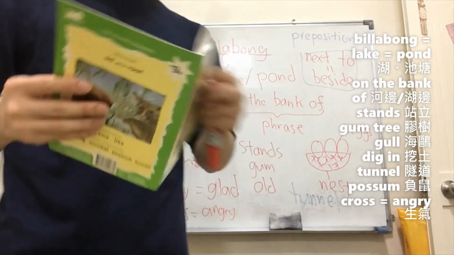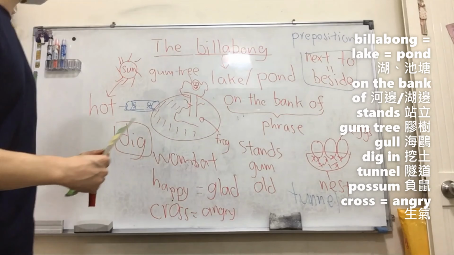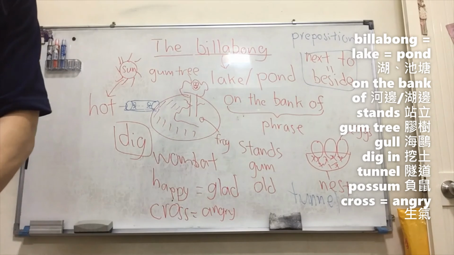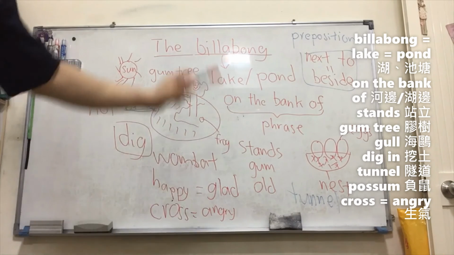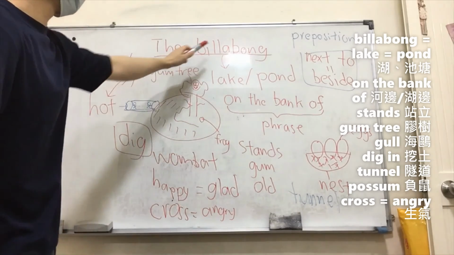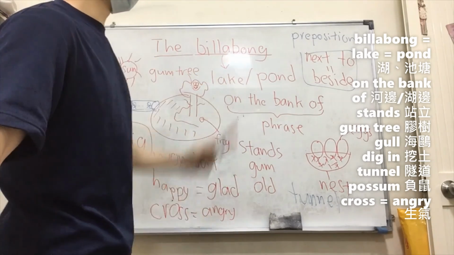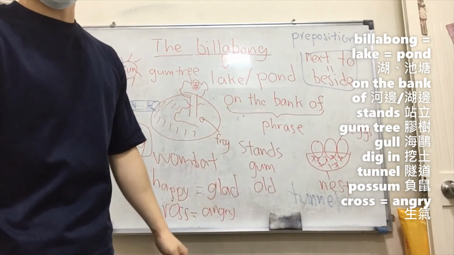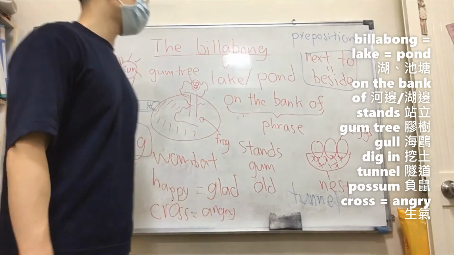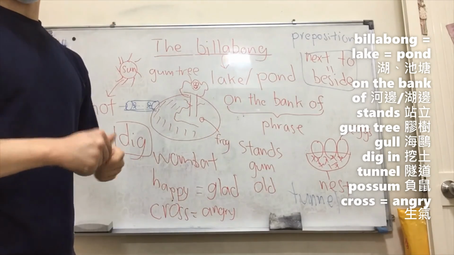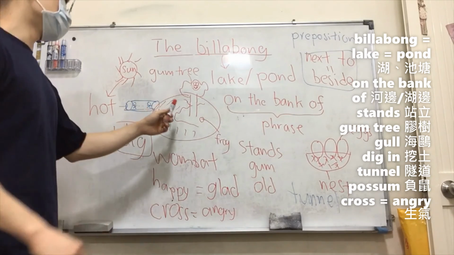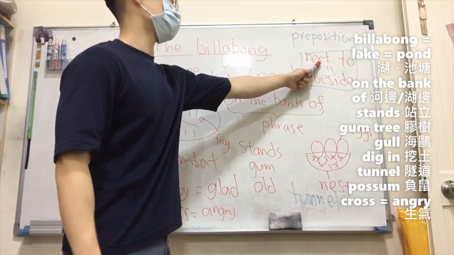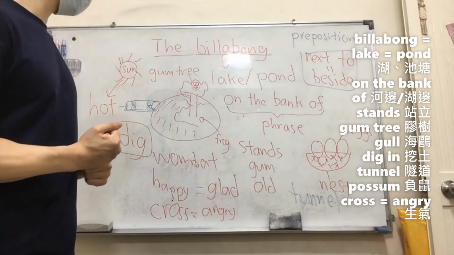So that will be it for the end of the story on the Billabong. Let us go through the words again, a quick recap. Billabong is a lake or a pond. The new phrase that we have learned today is on the bank of, meaning at the side. We also have the word next to, which has the same meaning as beside.